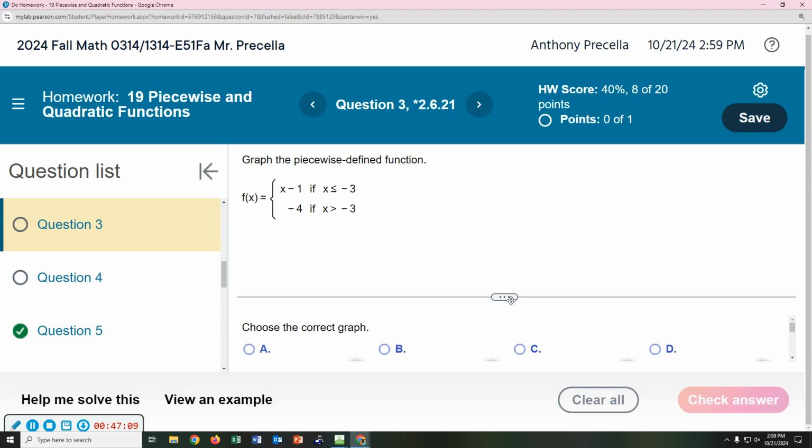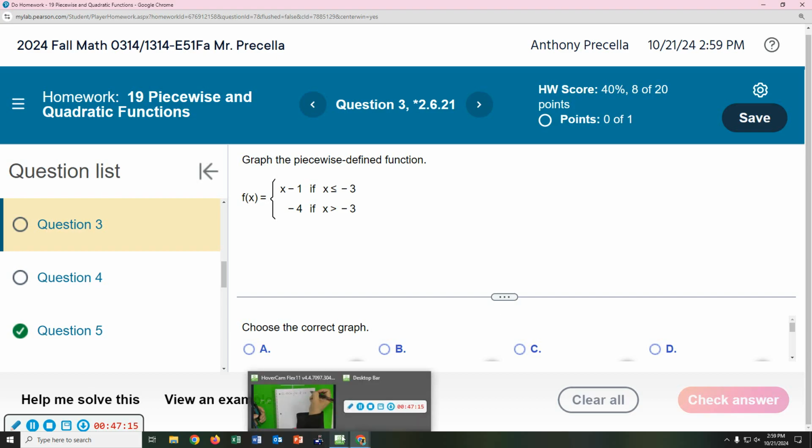We use the part x minus 1 if our x value is less than or equal to negative 3. Oh, why did I do that? I did the print. Well, okay, that's okay because then I'll use green. We'll use negative 4 if my x value is bigger than negative 3. Let me make sure that here, x is less than or equal to negative 3, greater than, okay.